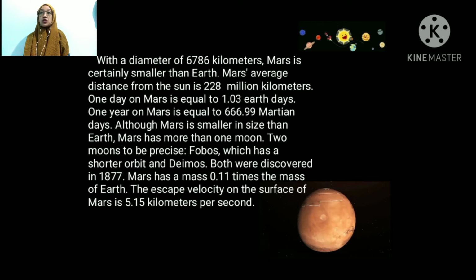1 day on Mars is equal to 1.03 Earth days. 1 year on Mars is equal to 6,600.99 Martian days. Although Mars is smaller in size than Earth, Mars has more than one moon. 2 moons to be precise, Phobos, which has a shorter orbit, and Deimos. Both were discovered in 1877. Mars has a mass 0.11 times the mass of Earth. The escape velocity on the surface of Mars is 5.15 kilometers per second.